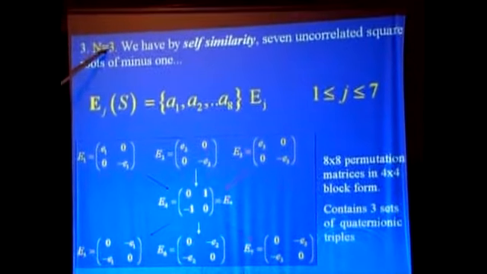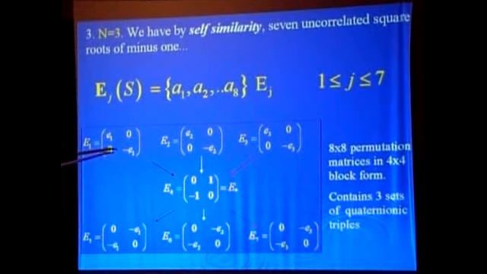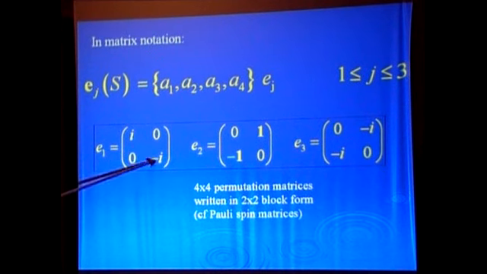So if we go to n equals 3 now, so 2 to the 3 is 8, we can now define... So with n equals 1 we had one single square root, with n equals 2 we had the 3 quaternion square roots of minus 1. With n equals 3 we get 7 square roots of minus 1. And what I've done is basically to take that structure, but now to substitute in E1 instead of the I. So there's a kind of self-similarity here.